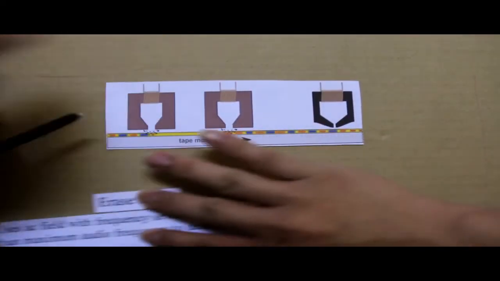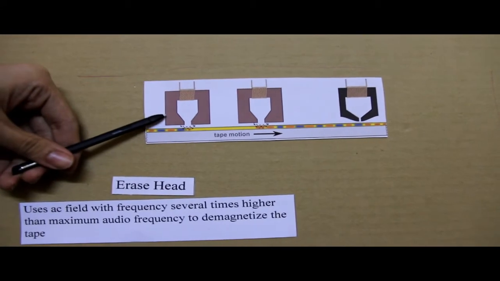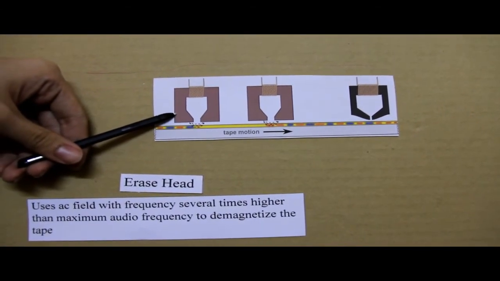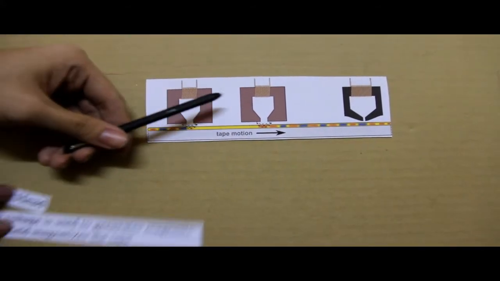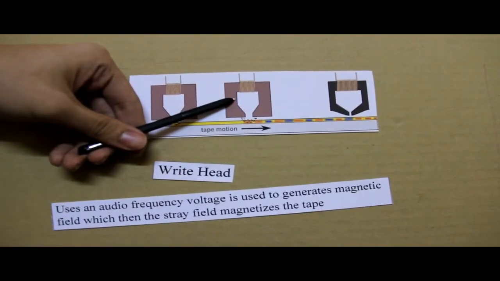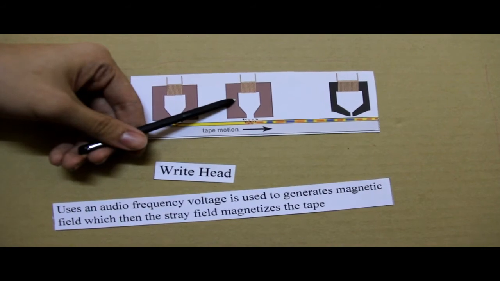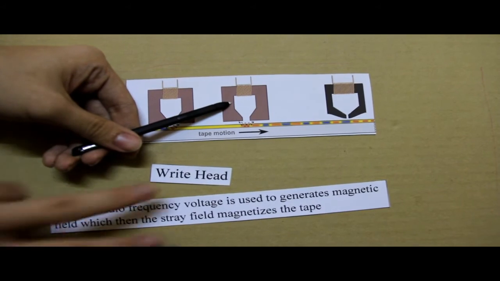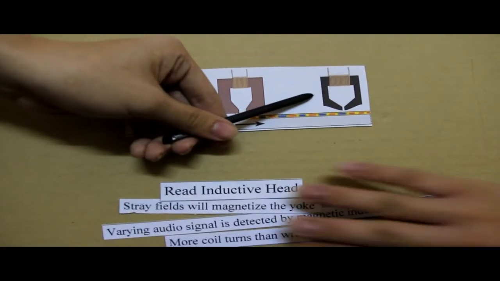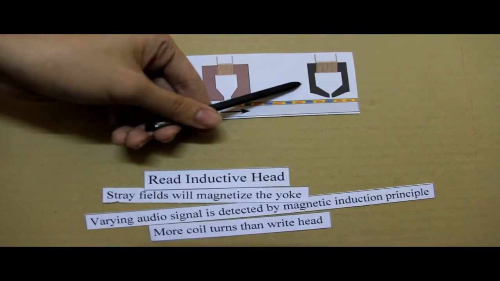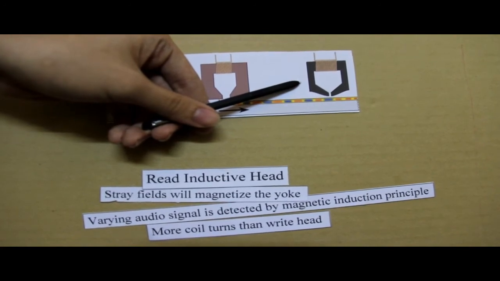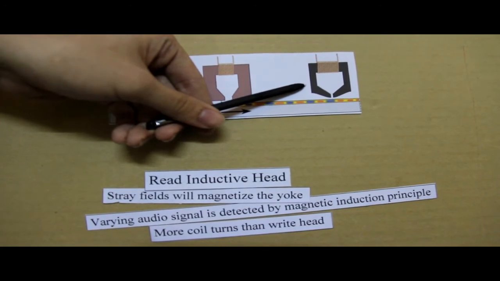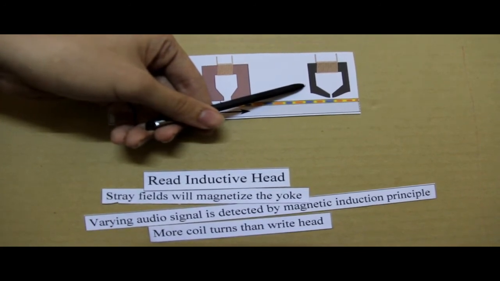This is an erase head. It uses an AC field with a frequency several times higher than the maximum audio frequency to demagnetize the tape. Next is the write head. An audio frequency voltage is used to generate a magnetic field, whose stray field then magnetizes the tape. And finally the read inductive head. Stray fields from the tape will magnetize the yoke. The varying audio signal is detected by the magnetic induction principle. It usually has more coil turns than the write head.